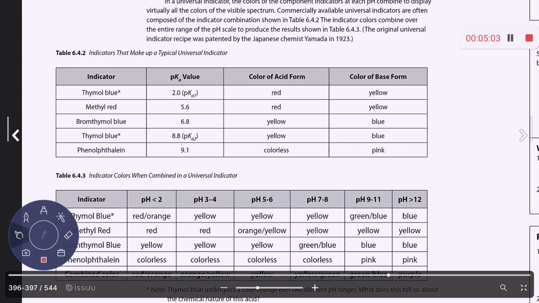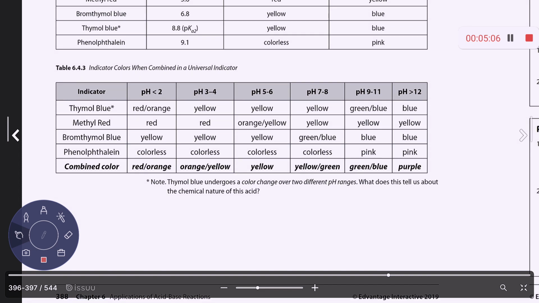The one thing that I want to point out to you down here for this universal indicator is thymol blue. Where is my thymol blue? Okay, so there's an asterisk on thymol blue because it undergoes a color change over 2 different pH ranges. And the reason why is because thymol blue has got 2 hydrogen ions to give up. Okay, take a look at the next page.